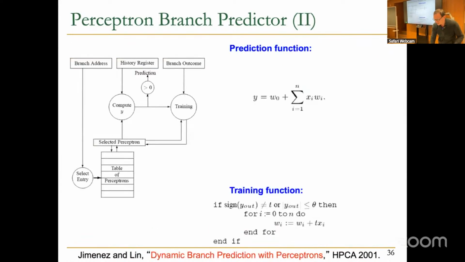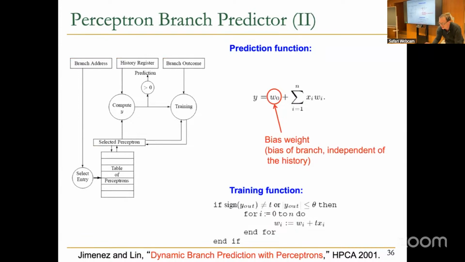I will not go through this, but this is the prediction function. There's a bias weight independent of the history over here. This encodes the bias of the branch.